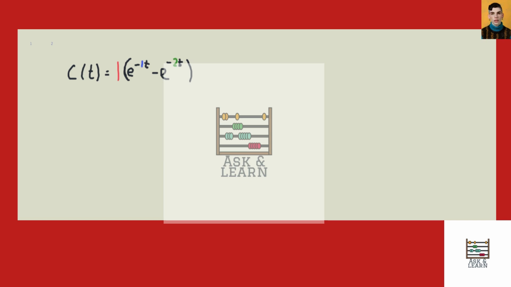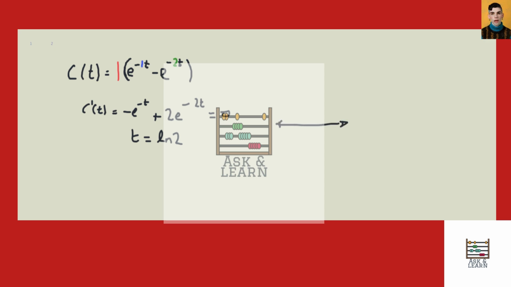So if we want to graph it, the first thing I'm going to look at is the first derivative. So C prime of t, the first derivative, is going to be negative e to the power of negative t plus 2e to the negative 2t. Okay, and I'm going to set this equal to 0 to find my critical points. And I see that t is equal to ln of 2. All right, so ln of 2 is approximately 0.693.